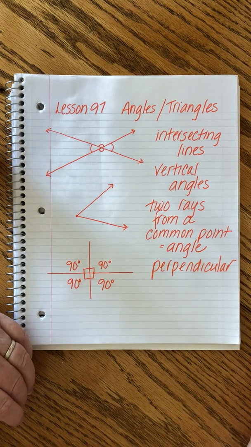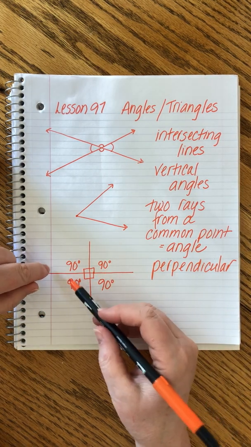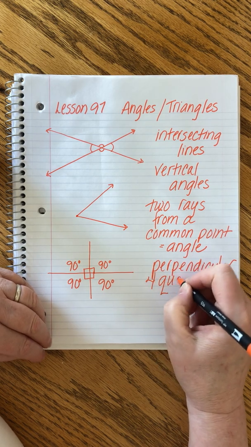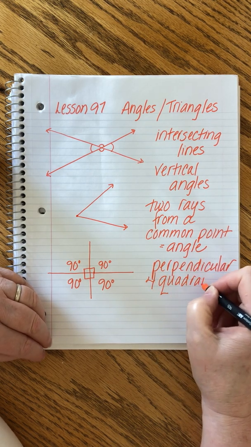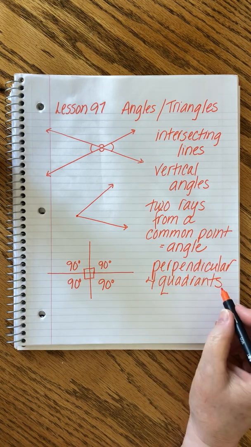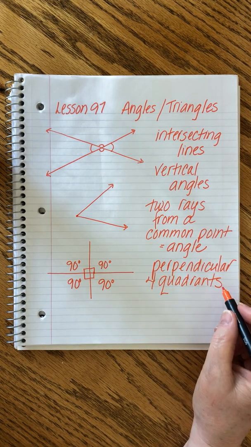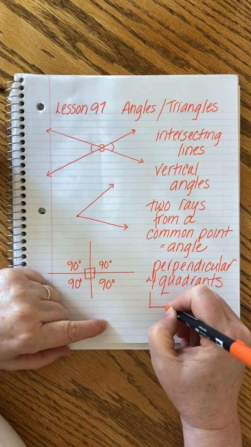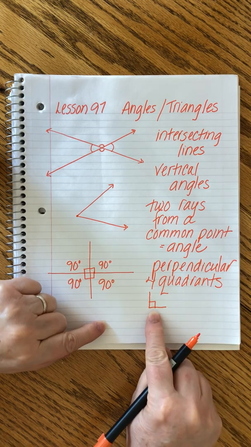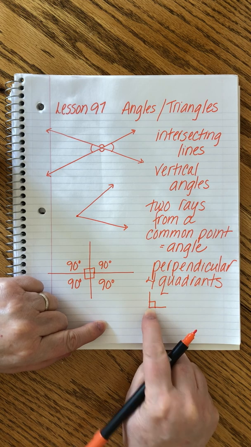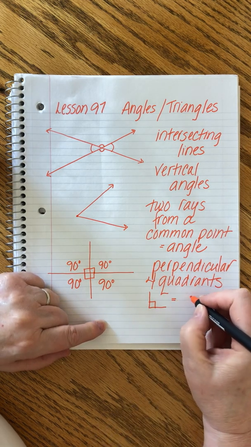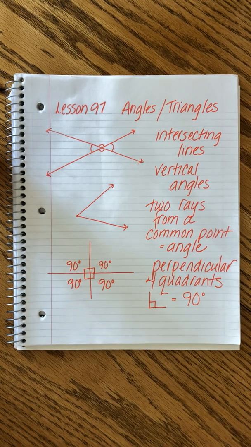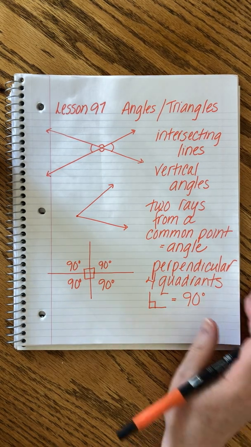Okay, and we call these four areas quadrants. We'll be using that word a lot in the future. And we remember that this little symbol, this square in the corner, means that we have a right angle that is 90 degrees. Okay, so far so good.